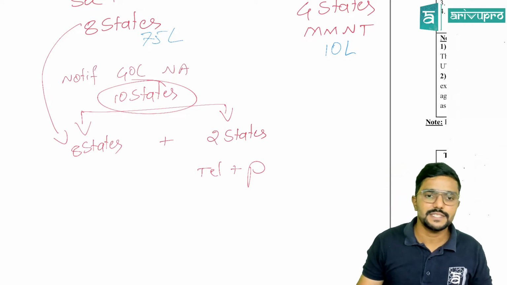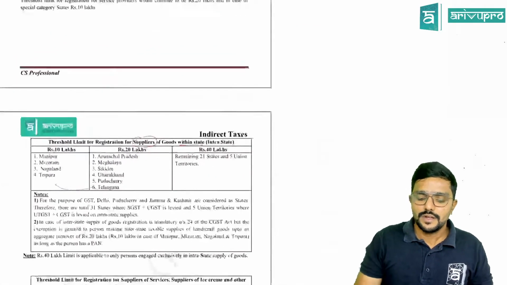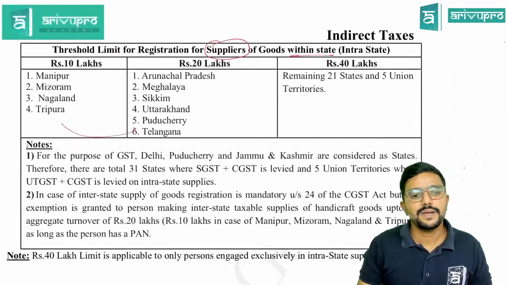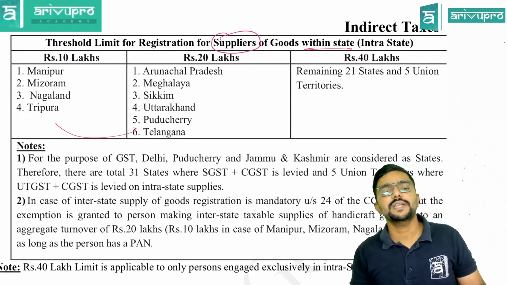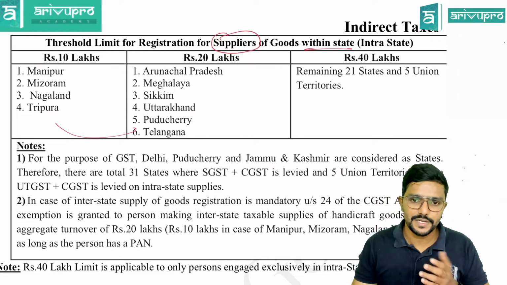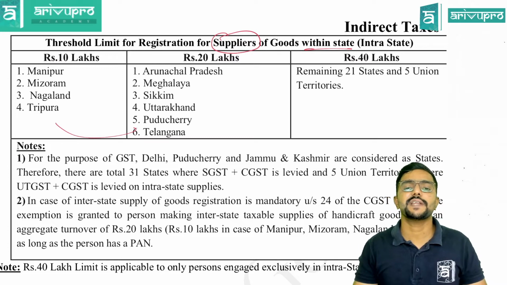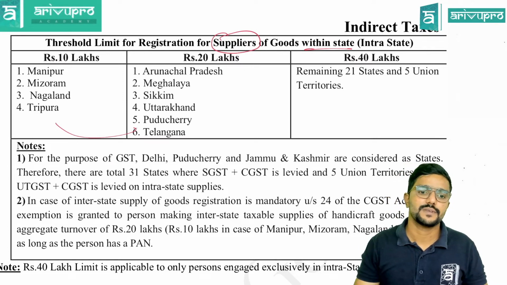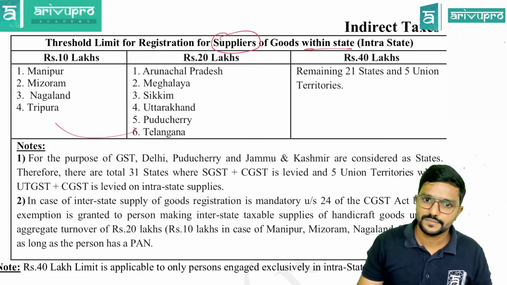So out of these 10 states, MMNT, what is the limit? 10 lakh. Whereas for the remaining 6 states, it is 20 lakh, guys. 20 lakh. Clear? Okay, sir. For all other states and union territories, it is 40 lakh. It is 40 lakh. Clear?